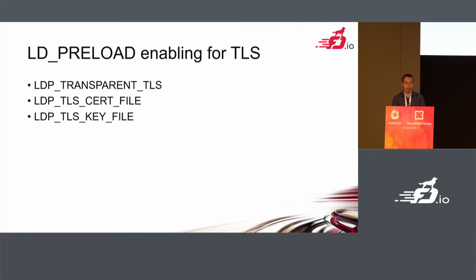LD preload will smartly read the files you provided through the environment variables, and then this file and the certification will be passed through the shared memory to the VPP daemon, and the VPP daemon will, based on these certifications, set up connections with the peer outside. So this is the basic way we can do that. And this code is also already enabled in the VPP master branch.